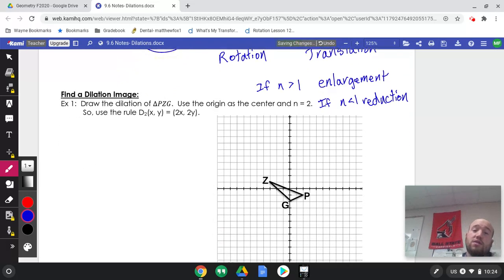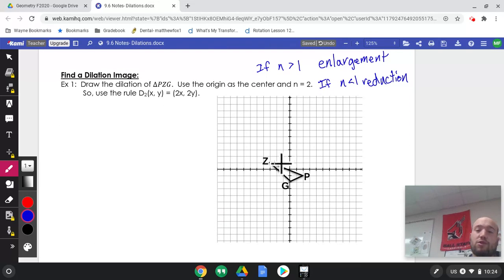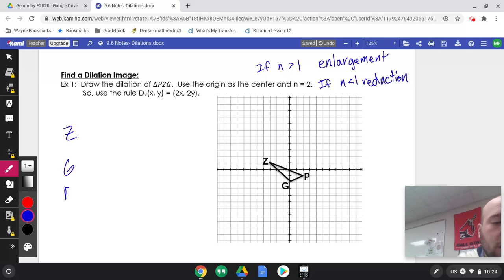Now, in order to do this, the first thing we need to do is establish what are Z, G, and P. What are our pre-image points? So Z, G, P, we can write those down. Z compared to the origin is left 3, up 1, so (-3, 1). G does not move left or right, so we'll put a 0. It's down 2, so (0, -2). And finally, P is (2, -1).